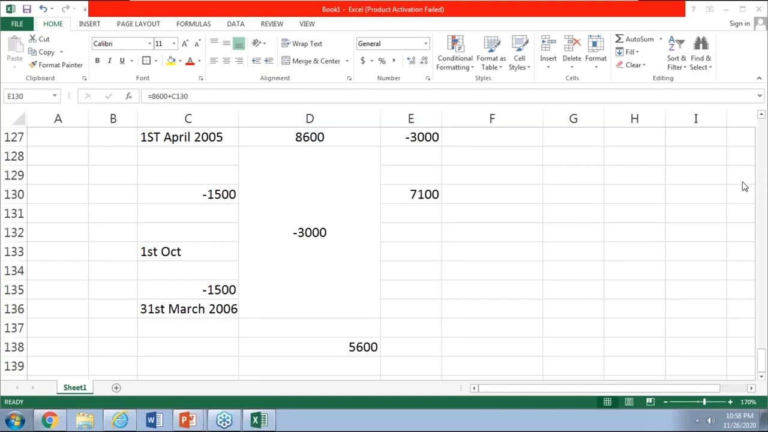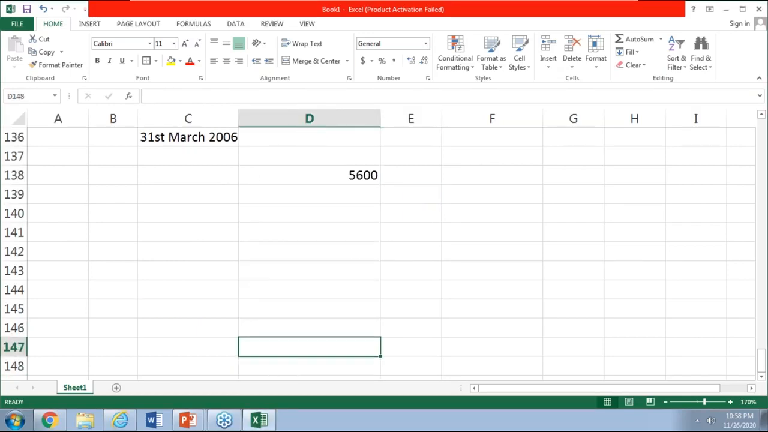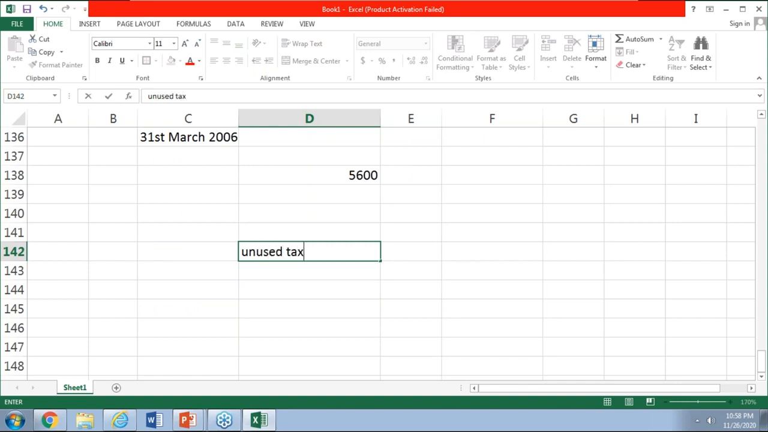Therefore, tax adjustment. Okay, my first question is, do you know the concept of unused tax losses? Tell me. Do you know the concept of unused tax losses? Yes or no? Okay. First, I have to tell you the concept of unused tax losses.